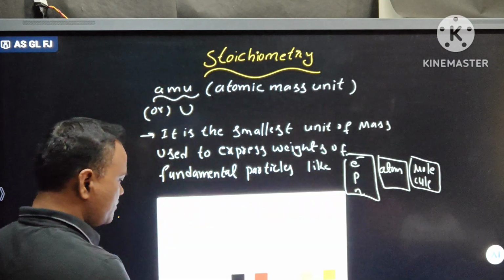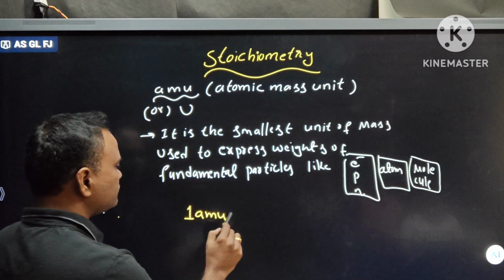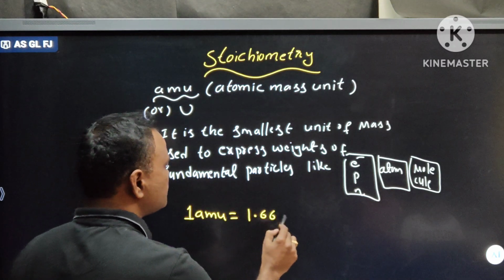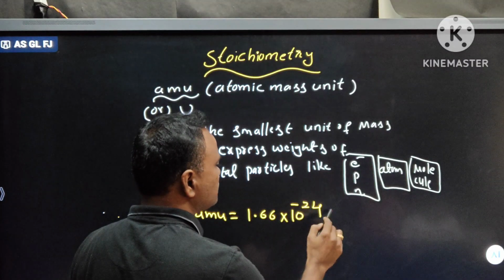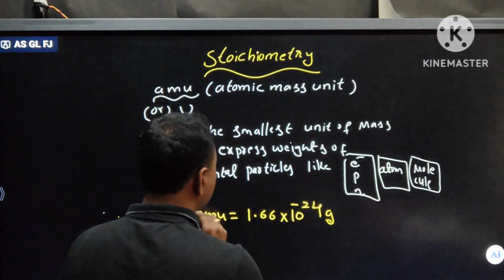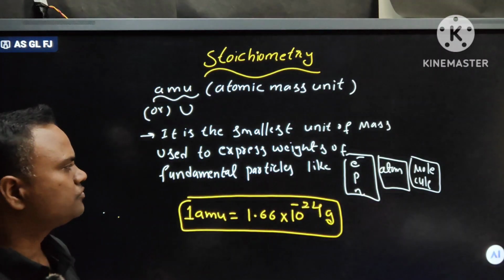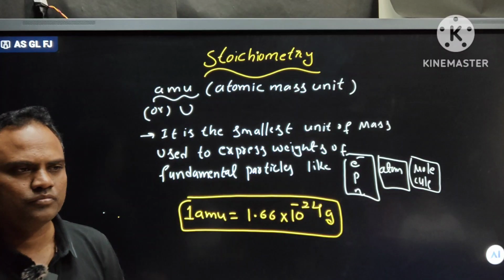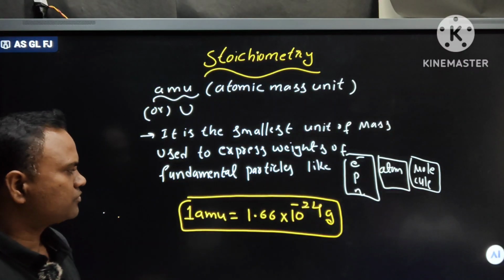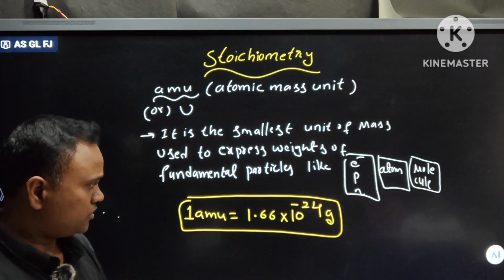And you can note down its value. 1 AMU is equal to 1.66 into 10 power minus 24 grams. 1 AMU value. The value is important. Okay, you have to learn the value by heart.